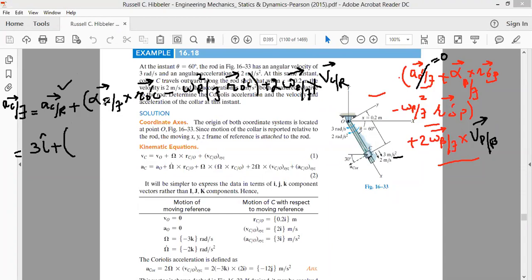The angular acceleration of rod with respect to ground is given as 2 radian per second square, but it will be minus 2k cap because it's along negative z direction by the right hand screw rule. Its cross product with r O dash C, the radius vector from O dash to C, that is 0.2 i cap. So this is done. Minus omega of rod with respect to ground.